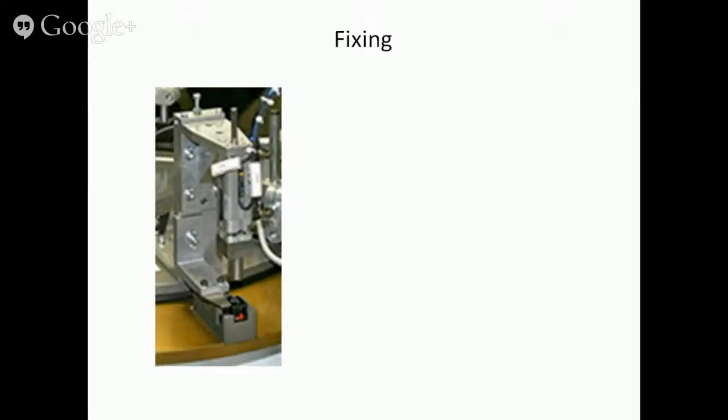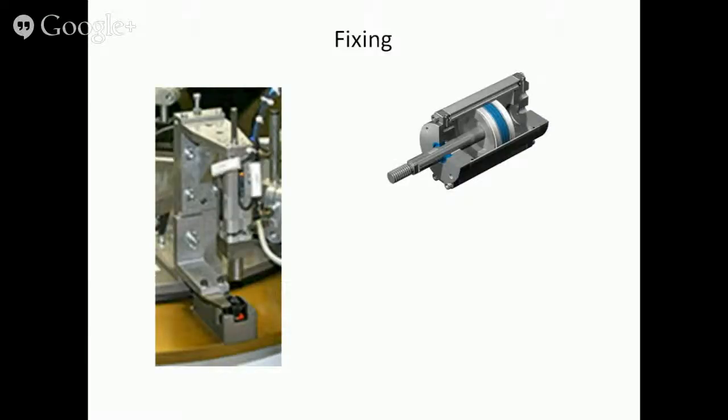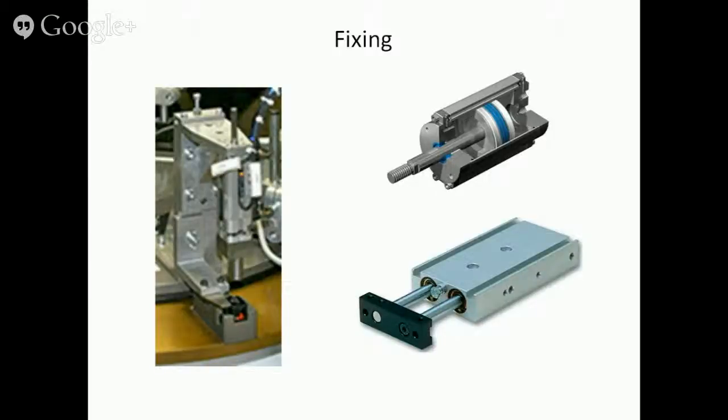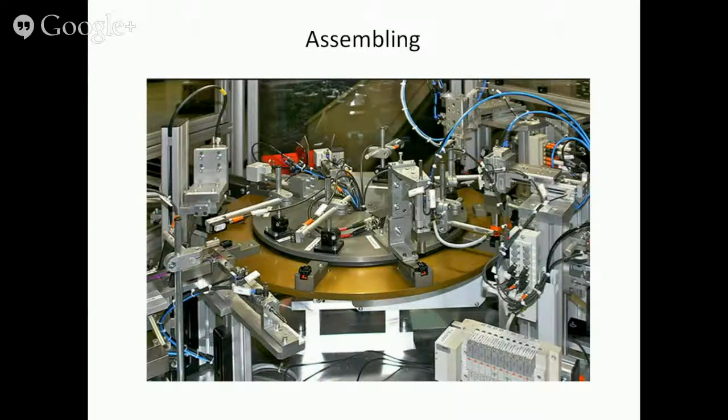Two components may be fixed together by a pneumatic press. Both pick and place, as well as fixing units, are equipped with pneumatic cylinders of different designs. All devices are arranged around the rotary index table.